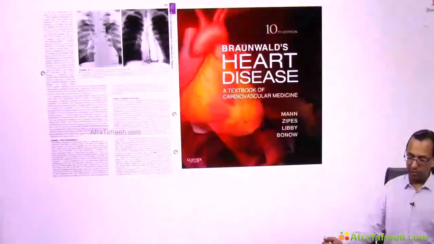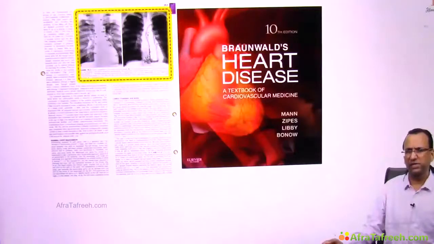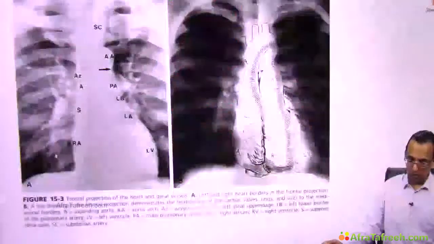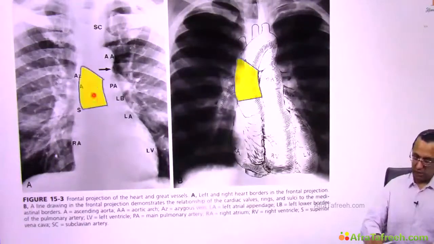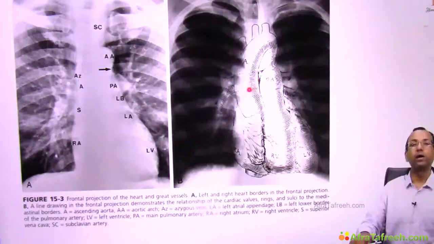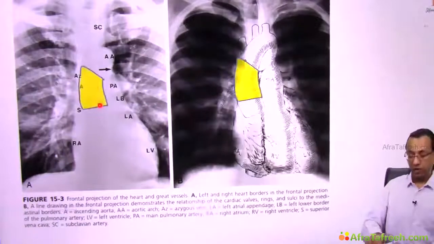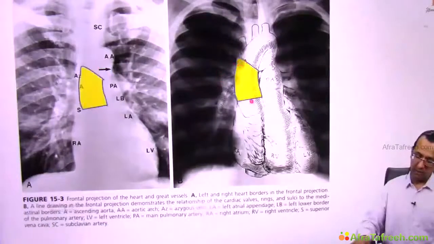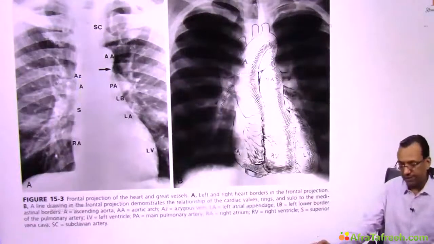But this is one book by Braunwald for the heart diseases, and you see one X-ray. This is the X-ray which we have discussed just now, and it is showing something which I don't really agree with. What is it showing? It is showing this ascending aorta in the right border of the heart. So this is the book you were referring to. Yes. So ascending aorta can be in the right border of the heart or not? No, I really doubt it. But it is shown there. Yes, it is shown there.